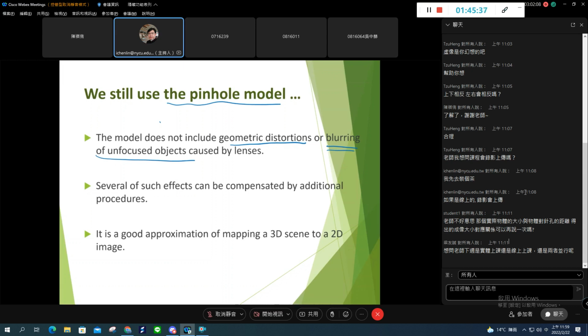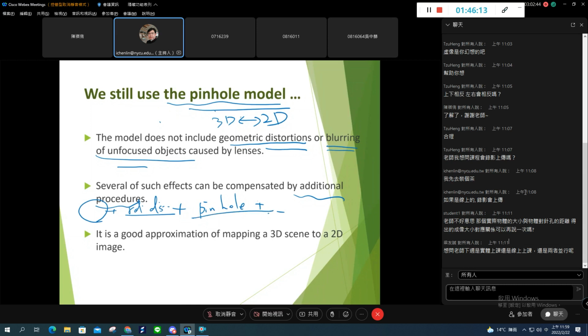But we still use the pinhole model, because after, say, chapter 4 or 5, you will learn that we usually use the pinhole model to represent the 3D to 2D cases. For distortion or blur, we can use some additional procedure to compensate or mimic those effects. So we usually use the pinhole plus, say, the radial distortion model or some other model to compensate those effects. So we can still use a pinhole model.